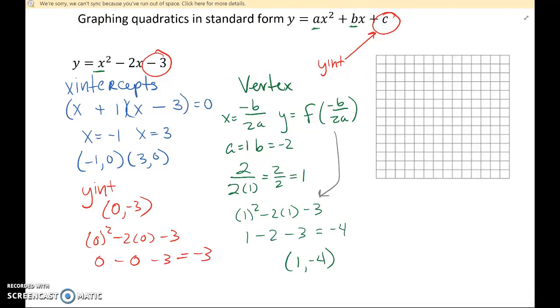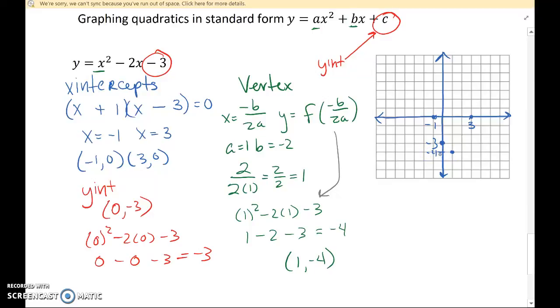And so go ahead and draw our y-axis and our x-axis. I know that my y-intercept is 0, negative 3. So go down here to negative 3 and put a point. And our x-intercepts are at negative 1 and 3. We know our vertex is at 1, negative 4.